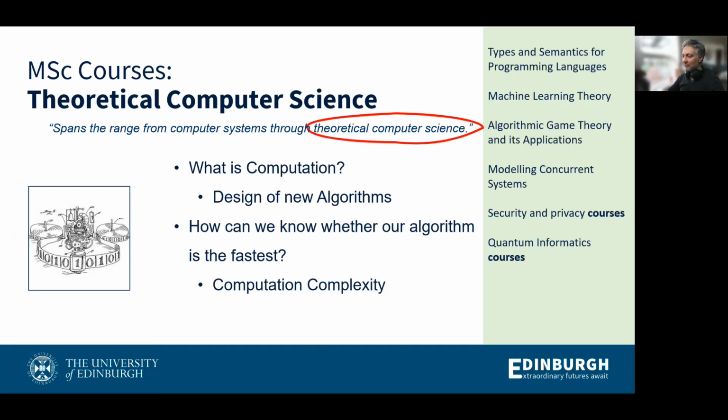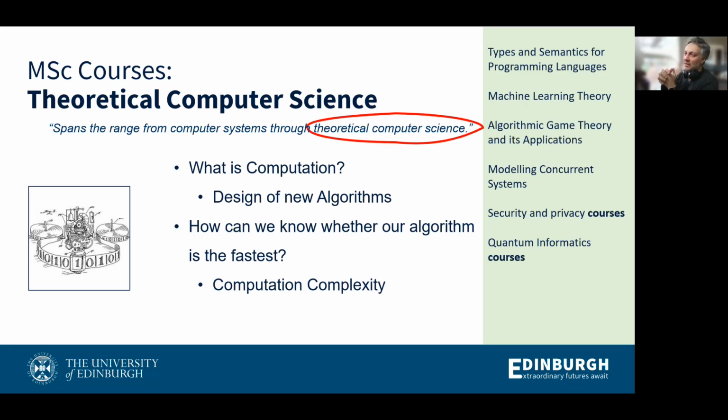Okay, the last course in this group of courses is theoretical computer science. So this is, in some sense, the end of the spectrum from the point of view of the courses that we offer. I told you that computer systems is at the very end of the spectrum, which is very low level, and instead theoretical computer science is very high level.